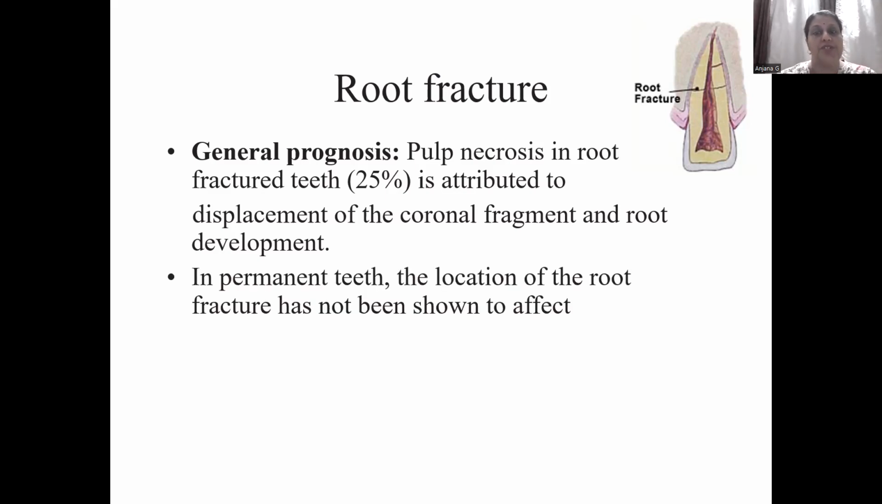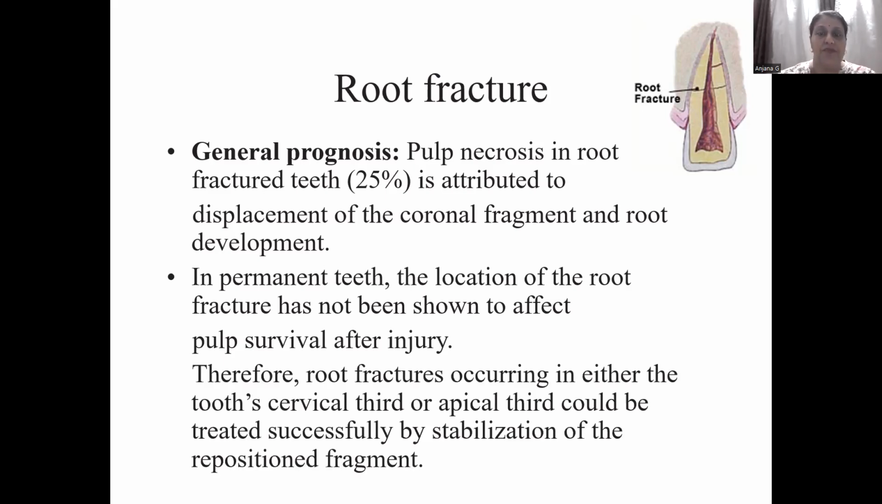In permanent teeth, the location of the root fracture has not been shown to affect pulp survival after injury. In case of a permanent tooth, wherever the fracture is, pulp survival will not be affected by the injury if taken care of immediately. Therefore, root fractures occurring in either the cervical third or apical third could be treated successfully by stabilization of the repositioned fragment and splint.